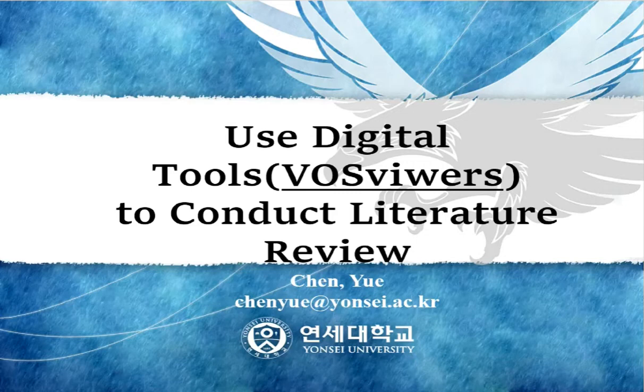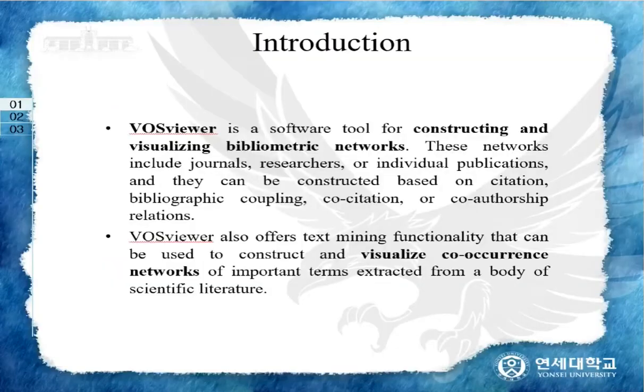In this video, I will demonstrate how to conduct a literature review with the software VOSviewer. Firstly, VOSviewer is a software for constructing and visualizing bibliometric networks. These networks include journals, researchers, or individual publications, and they can be constructed based on citation, bibliographic coupling, co-citation, or co-authorship relations. VOSviewer also offers text mining functionality that can be used to construct and visualize co-occurrence networks of important terms extracted from a body of scientific literature.